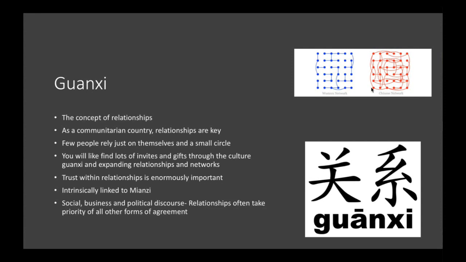Now, when it comes to social, business, and political discourse in the country, relationships and agreements that are sought and bought into, relationships often take priority over all other forms of agreement, to the extent that mediation in China is the single largest industry that exists in the legal firm.